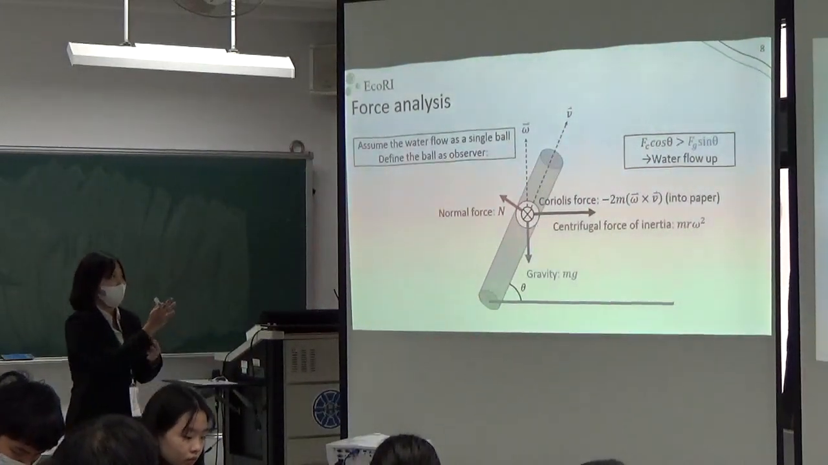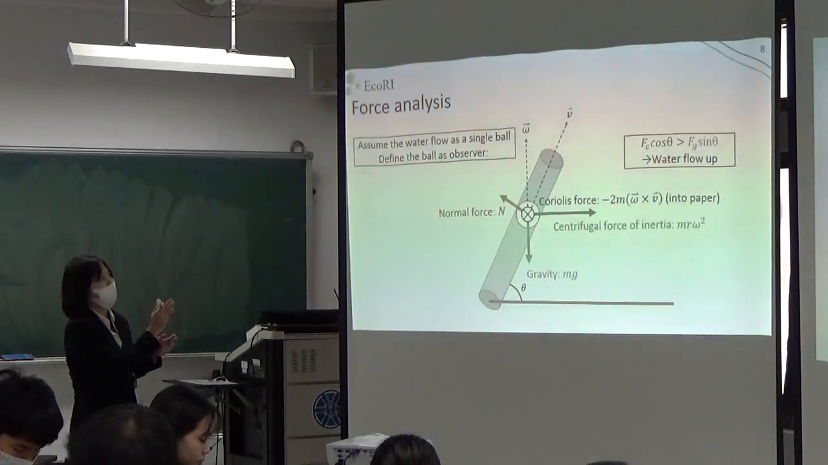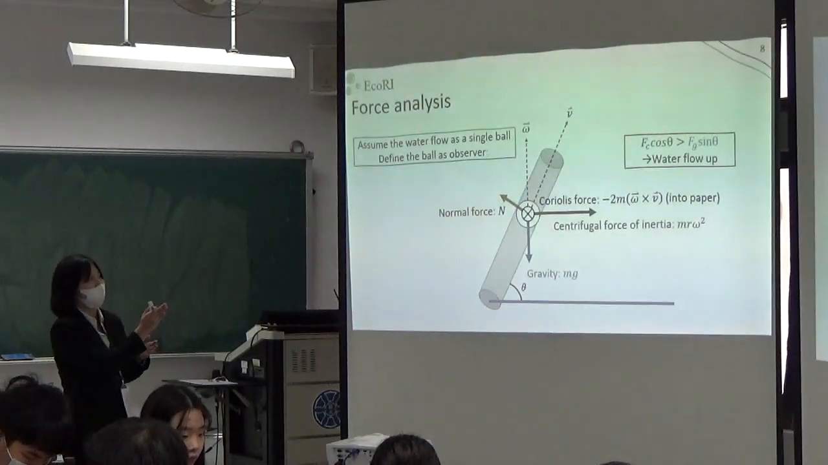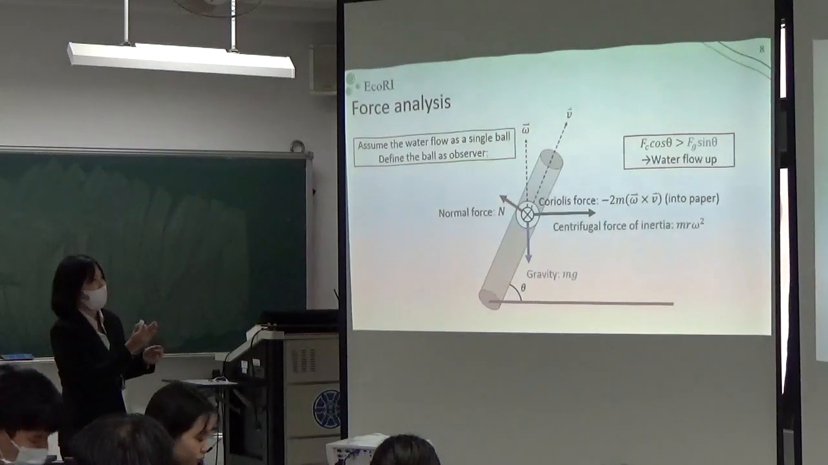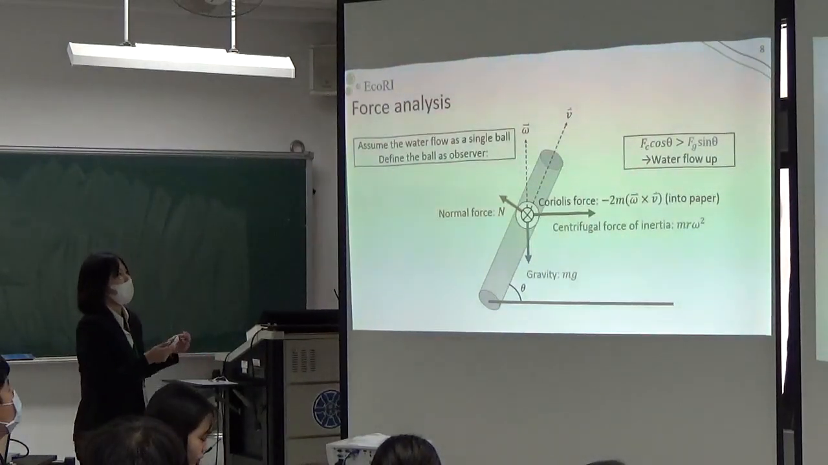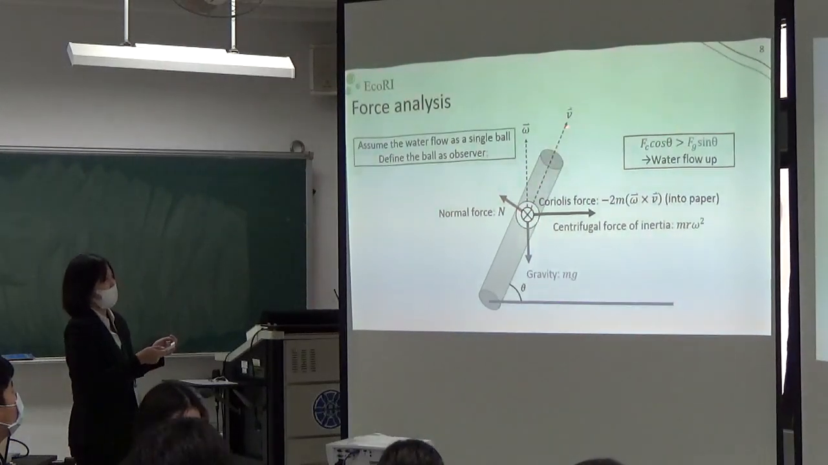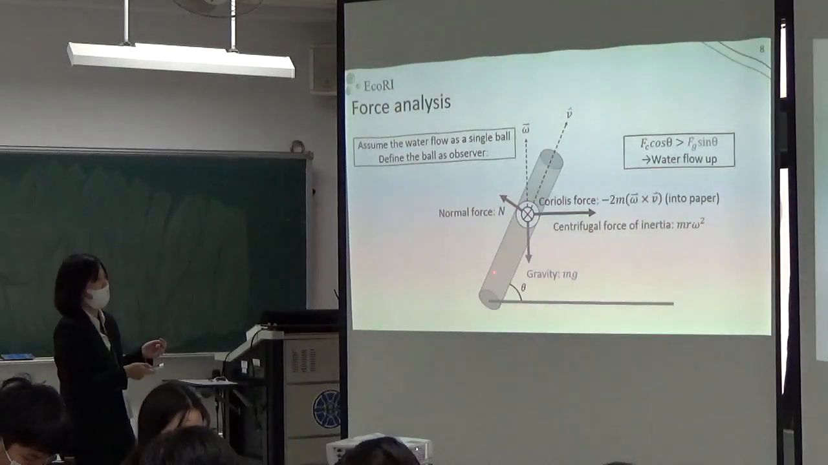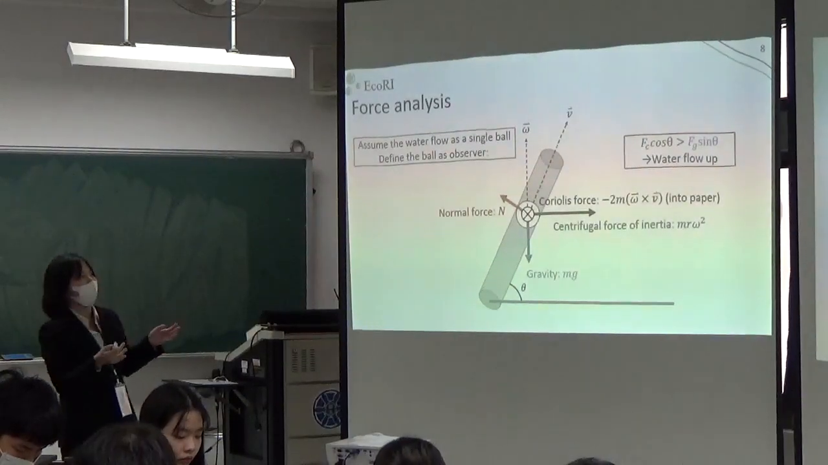And because of the direction of the water pumping out, the first is the Fc cosine theta. And the direction of the Fc cosine theta is like this. And if the Fc cosine theta is bigger than the Fg sine theta, the water may flow up.